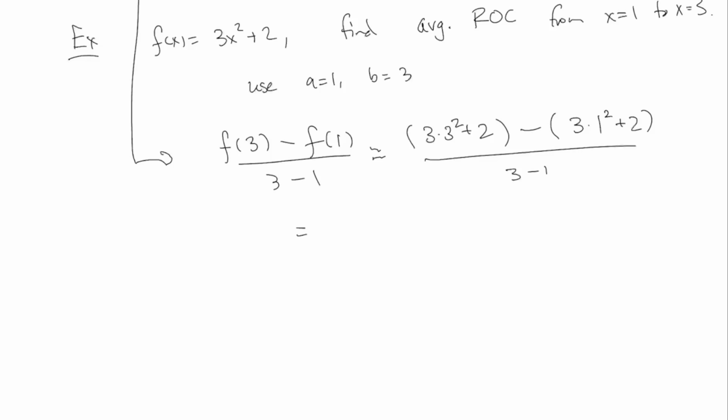So I'm going to do all these numbers. 3 times 3 squared, this is 9 times another 3 is 27 plus 2, that's 29 there in the first parentheses. And then the second one is 3 times 1 squared. 1 squared is 1. So this is 3 times 1, which is 3 plus 2 is 5. So that's 29 minus 5 divided by, on the bottom, 3 minus 1 is 2. So I guess this is 24 divided by 2, which is 12. That's the answer. All right.